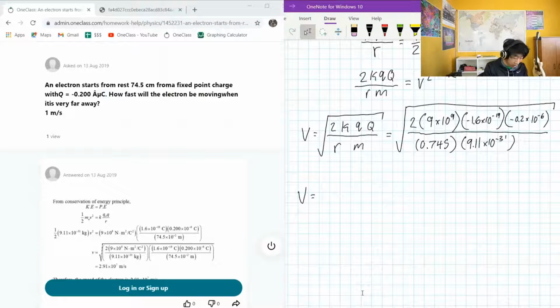Cool. So start this up. 9 times 10 to the 9 times 1.6 times 10 to the power of negative 19 times 0.2 times 10 to the power of negative 6, all divided by 0.745 times 9.11 times 10 to the power of negative 31. Close that bracket and send it all under the root.